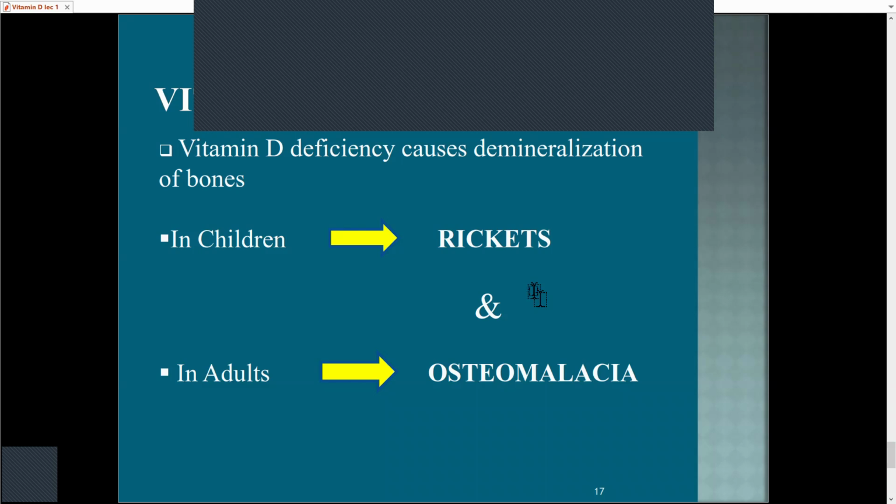Now, let's discuss vitamin D deficiency. Vitamin D deficiency causes demineralization of bones. In children, that leads to rickets, in young women, that leads to osteomalacia, and in old age, that leads to osteoporosis.